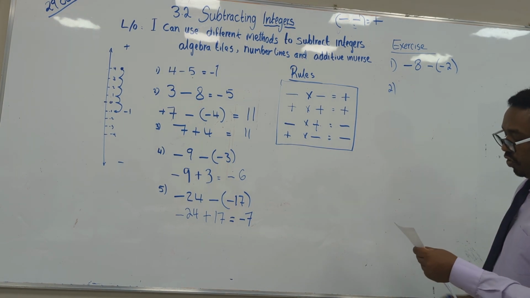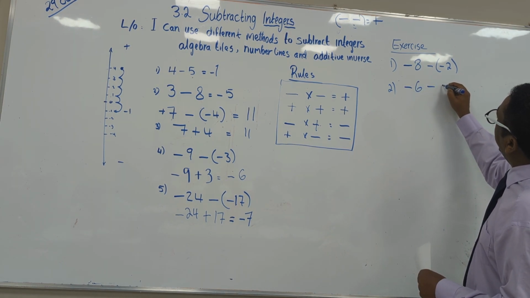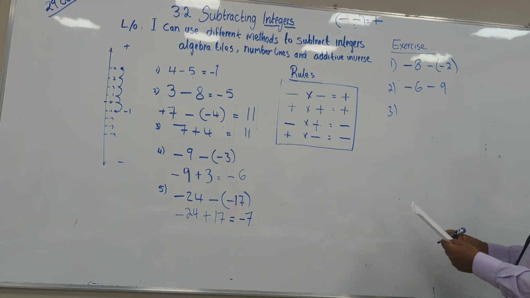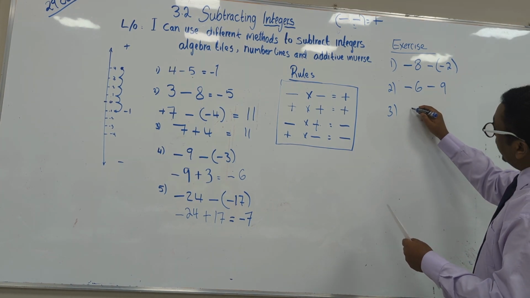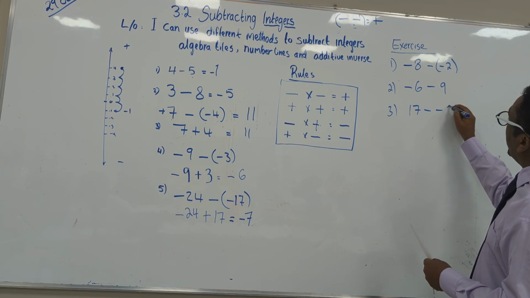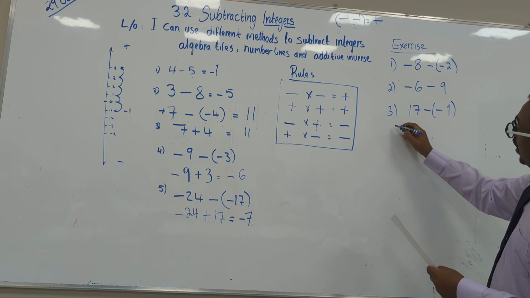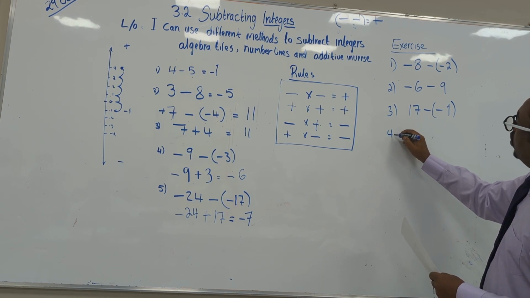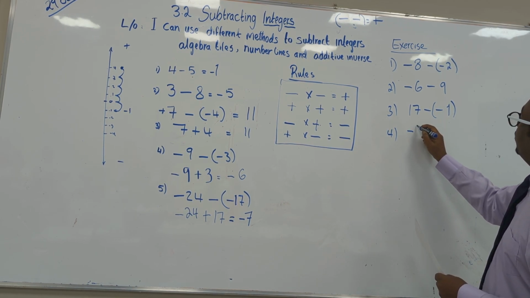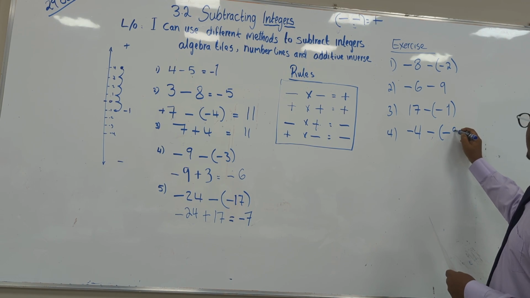Question number 2, if you have negative 6, negative 9, what would that be? Question 3, if you have 17 minus 1, what would that be? Okay? And then we have 4. If we have now negative 9, what would that be?